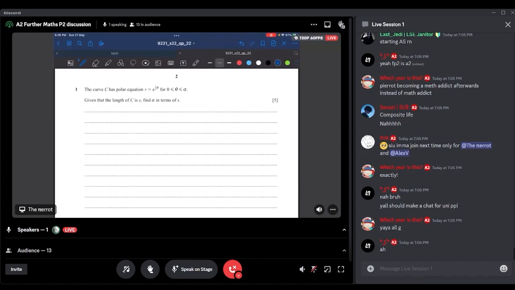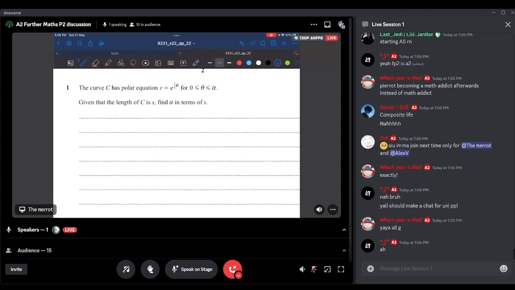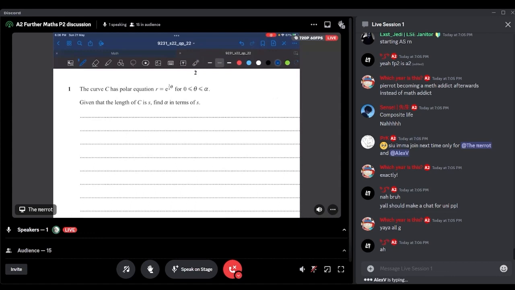Right. So first question. The curve C has polar equation, that guy, for theta ranging from 0 to alpha. Given that the length of C is S, find alpha in terms of S. Well, of course, when you see the length of S, it just means the arc length of this curve. But this is in polar form.